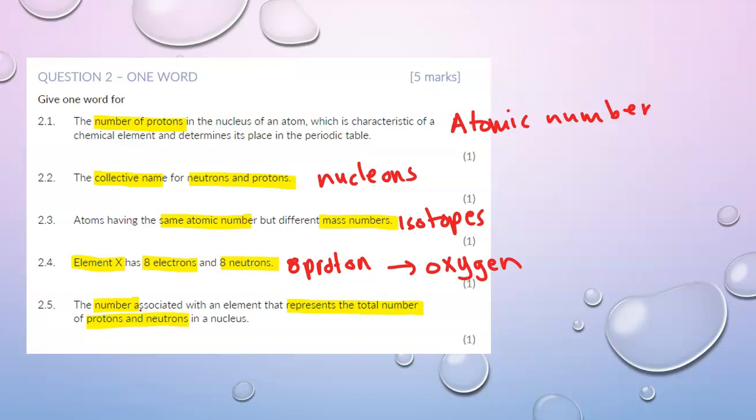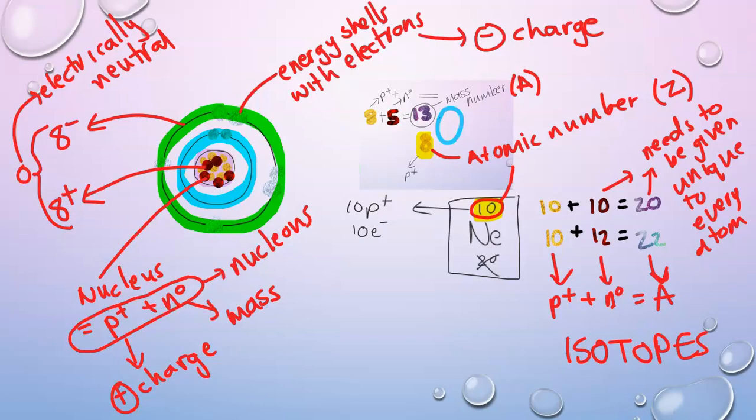And then 2.5, the number associated with an element that represents the total number of protons and neutrons in a nucleus. So the number of protons and neutrons we just learned is nucleons. And we want to know, what do we call that special number? And if we just go back a second, we will see it's that capital A number, that is our mass number.